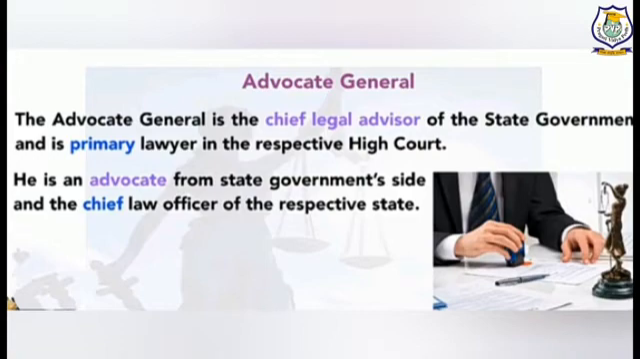Who is the central one? The Attorney General. Who is the second? The second is the Solicitor General. Those are below the Attorney General.